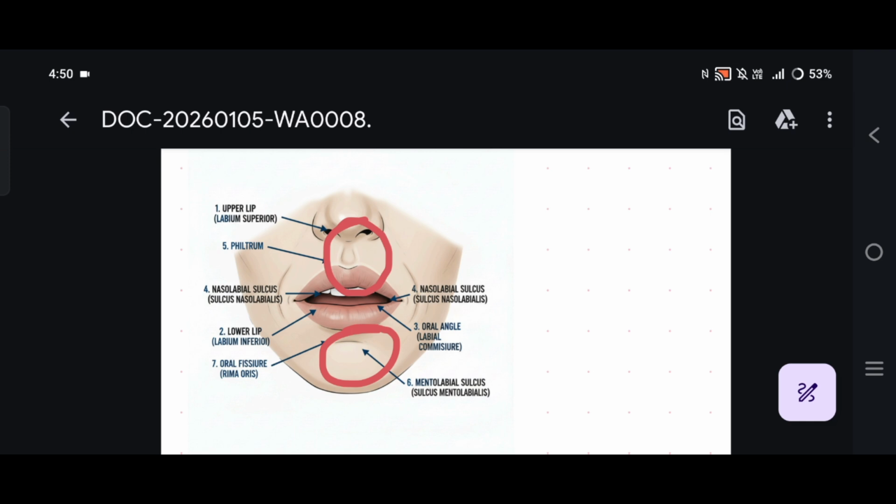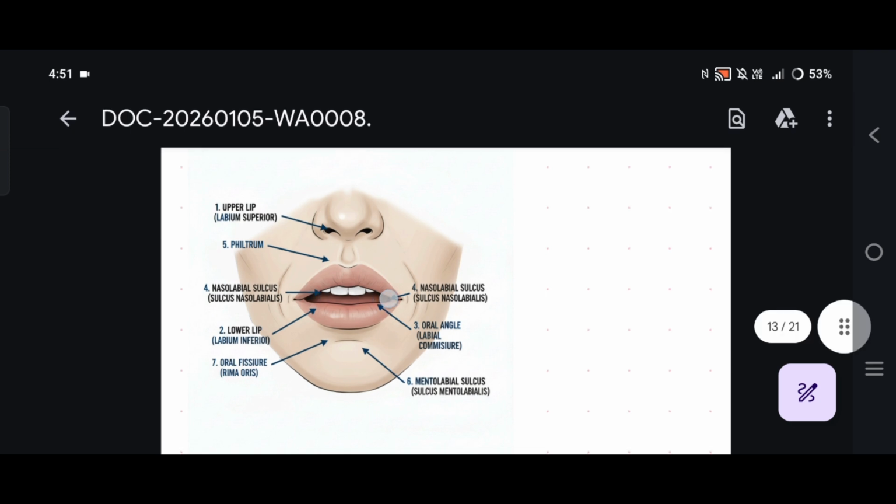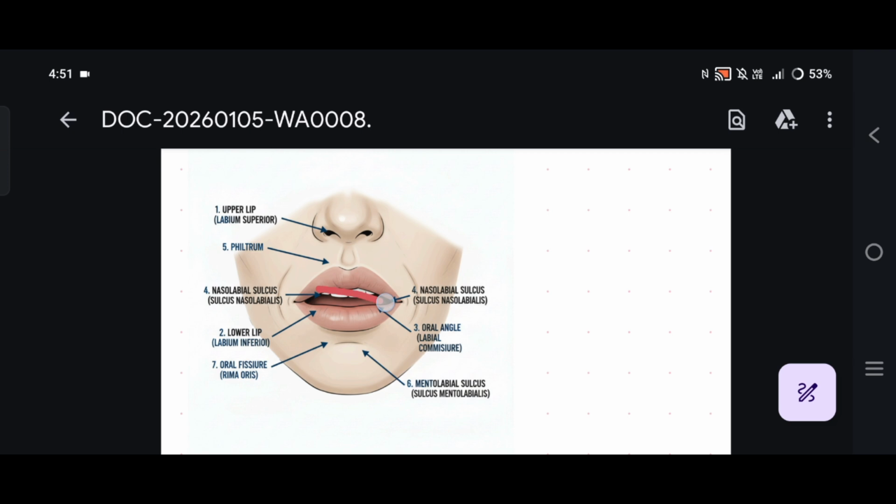Now remember the muscle which is located over here, this is called the orbicularis oris. This is the muscle that regulates the opening of the mouth, and the opening is called the oral fissure. Here you can see the opening of the mouth. This fissure is called the oral fissure, Latin rima oris. And now we are going to see the opening of the digestive system or the digestive pathway.